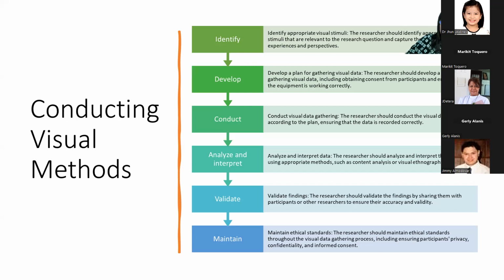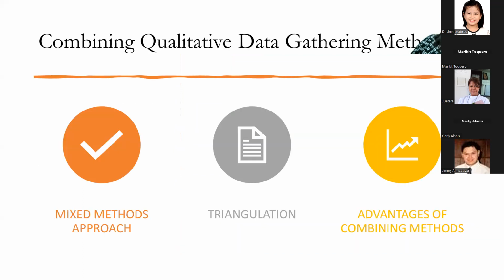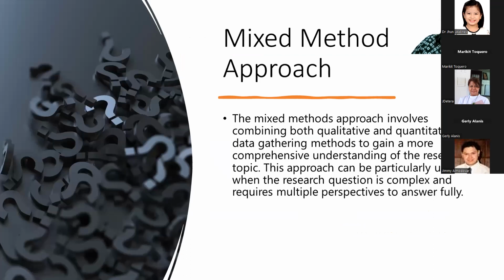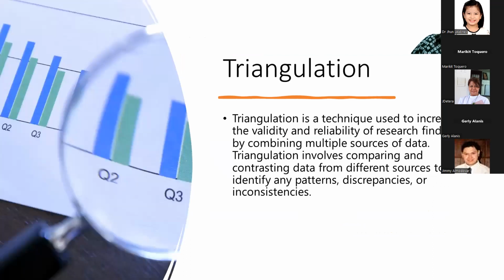Okay. Develop a plan for gathering the visual data. So, pagkuha ng a consent and then check if the equipment is available. Then you conduct the visual data gathering, you analyze, you validate, and then of course, ethics. So mixed method ulit, then triangulation, and then advantages. So mixed methods, again, quanti-qual. Okay, so triangulation, 3, meaning 3 or more modes of gathering data combined into one.